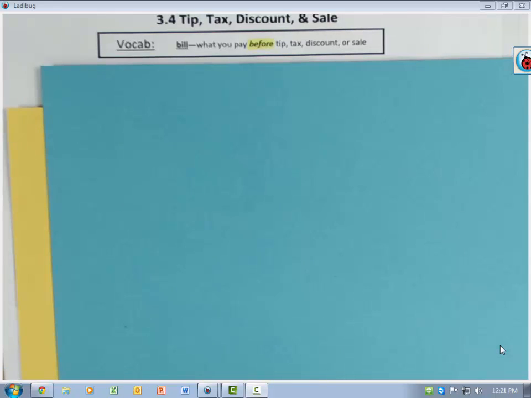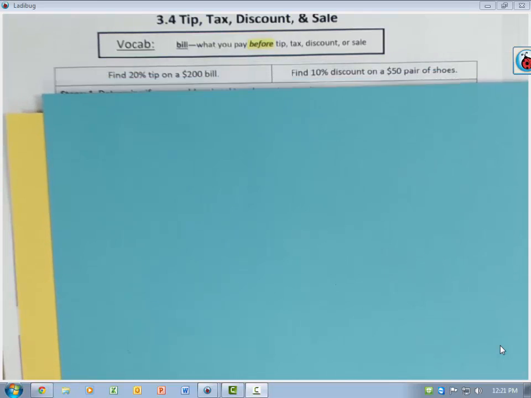Vocab word, let's talk about what a bill is. Let's think, when you get a bill, you can get bills at restaurants, right? The bill is what you paid before tip, tax, discount, or sale. Remember, tip is when you give the waiter money, tax is how much they charge you on top of everything, and a discount and the sale you get to take things off, right?